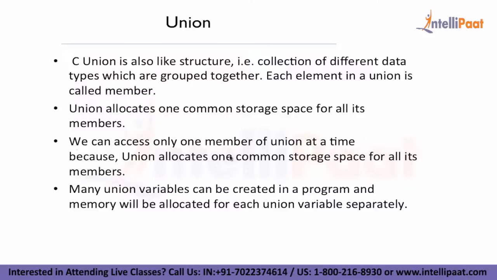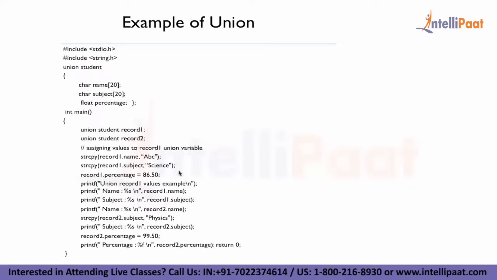We can access only one member of a union at a time because union allocates one common storage space for all its members. Many union variables can be created in a program, and memory will be allocated for each union variable separately. So yes, we can use many variables of union, but for each union, the size of memory is equal to the biggest member in the union. So this is the example that we use for the union.